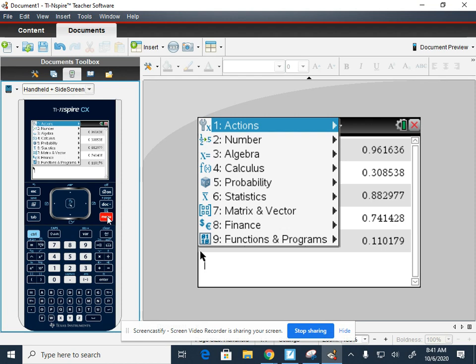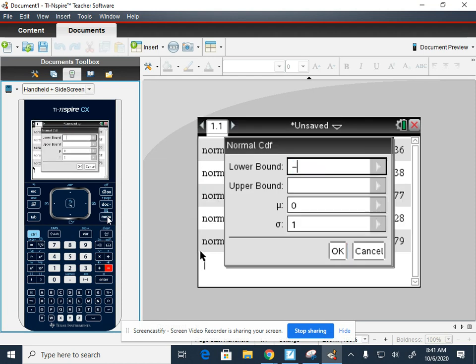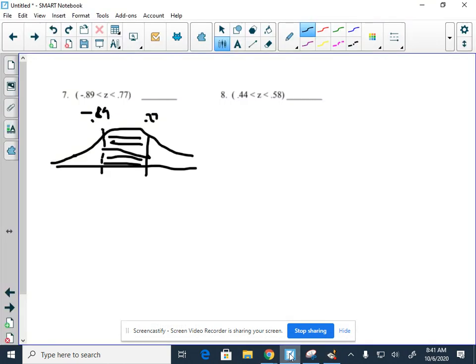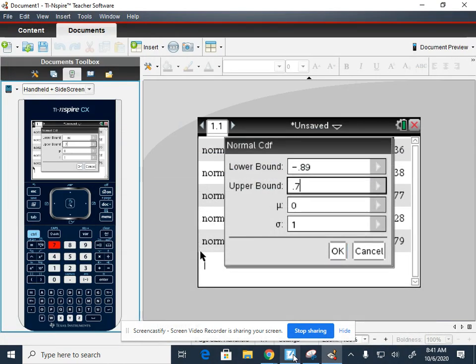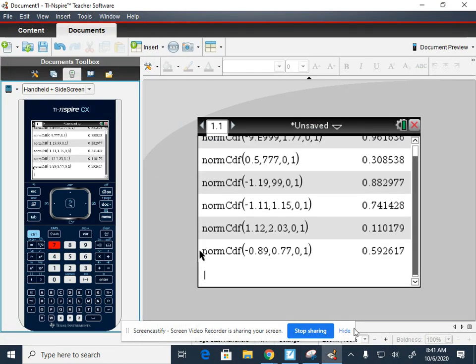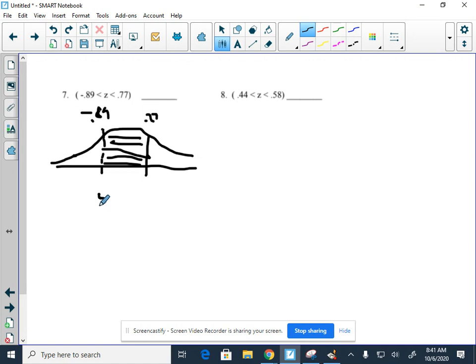I don't know. Menu 652. Negative 0.89 to positive 0.77. Wait, would you say your estimate? I said 55 is my guess. 59. Not bad. Close. 59 point, is it 3 rounded? Yeah. Okay.